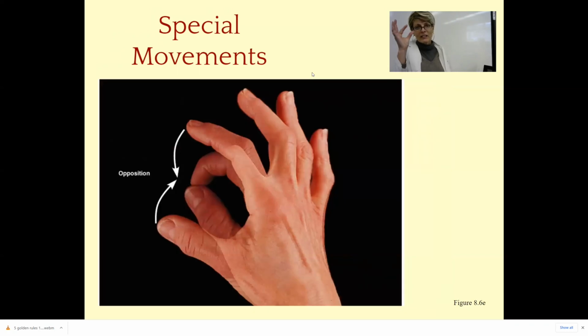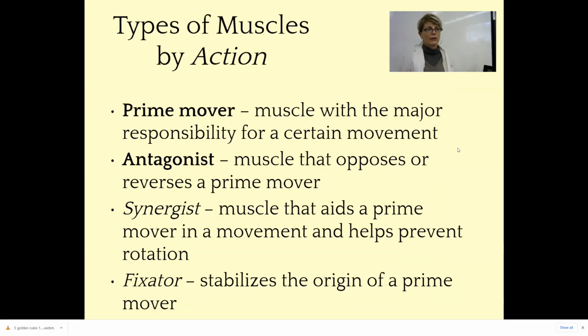And then primates have a special motion called opposition. Our thumb opposes all of our fingers, and that gives us our unique ability to use our hands so effectively.